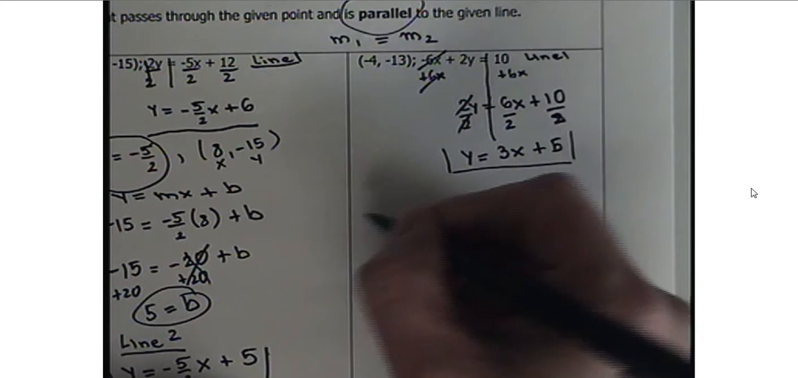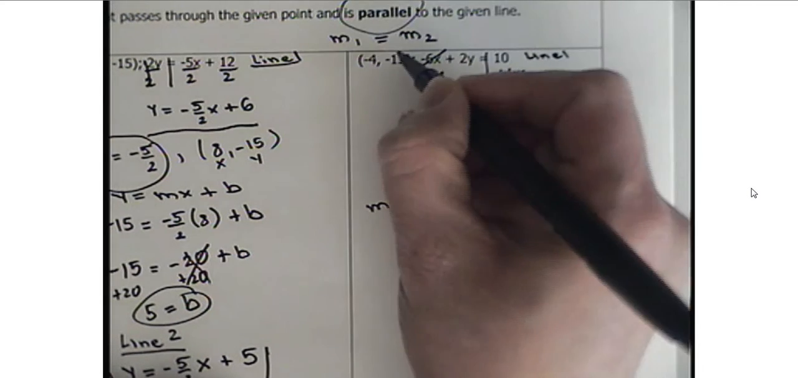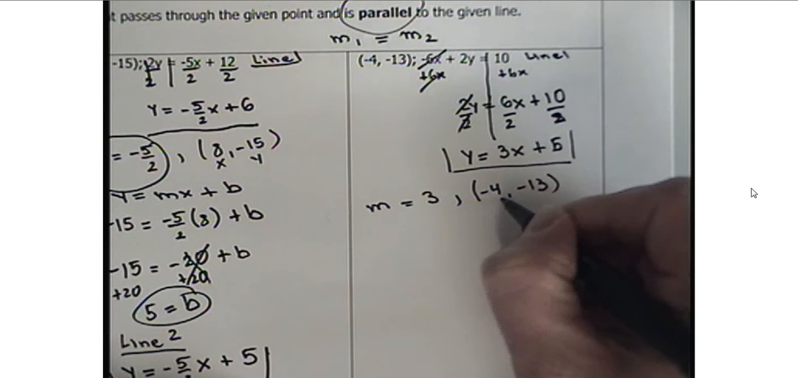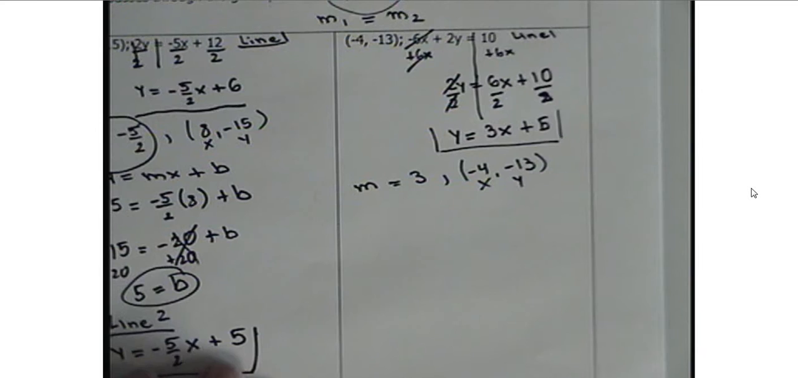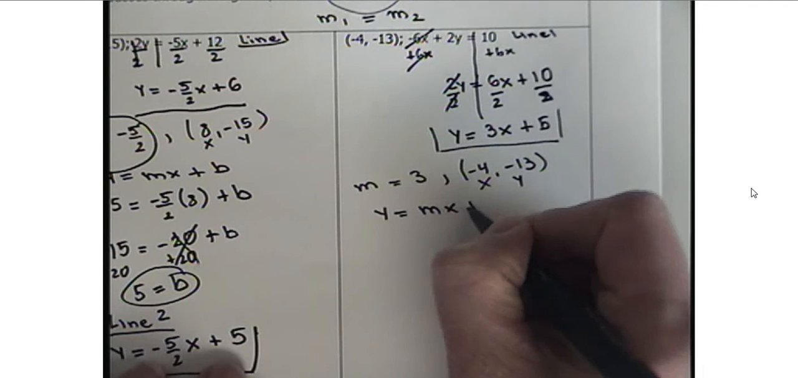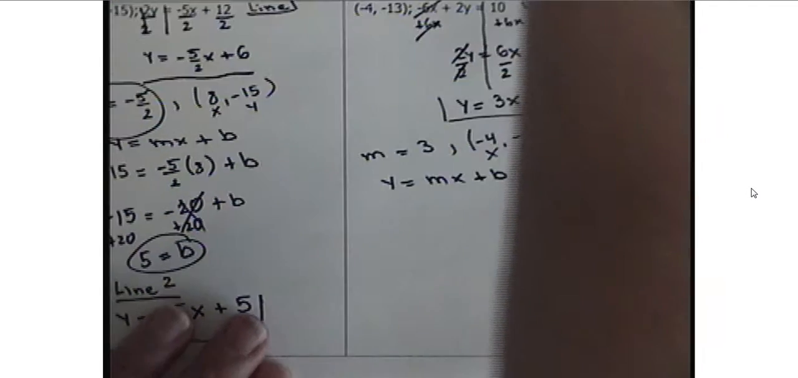From here, I will write that the slope is 3, and I'm going to use this point, negative 4 and negative 13, as my x and y, and we'll substitute in slope-intercept form, y equals mx plus b, to calculate what b is, and then write the second equation of the second parallel line.